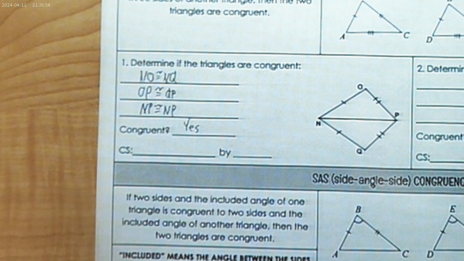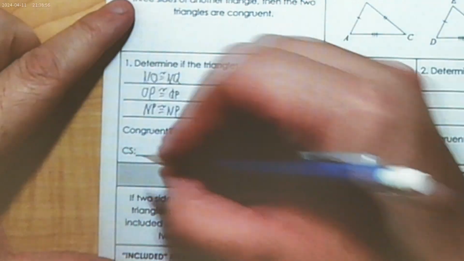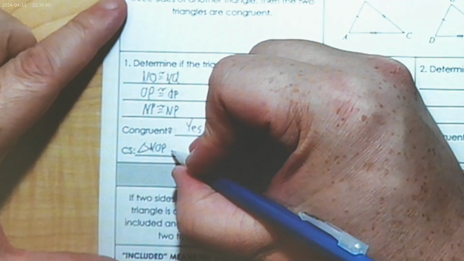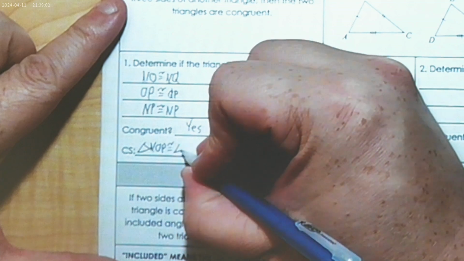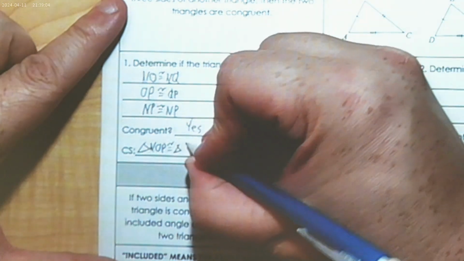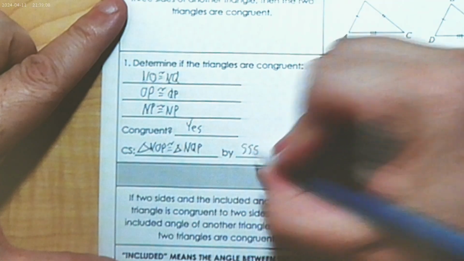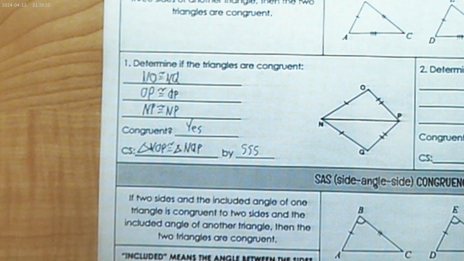So yes, they are congruent. What is the congruency statement? I'm going to say triangle NOP is congruent to triangle NQP by side, side, side. And so that's how you would struggle. So when we're talking about being able to prove things in geometry class, this is what we're talking about.